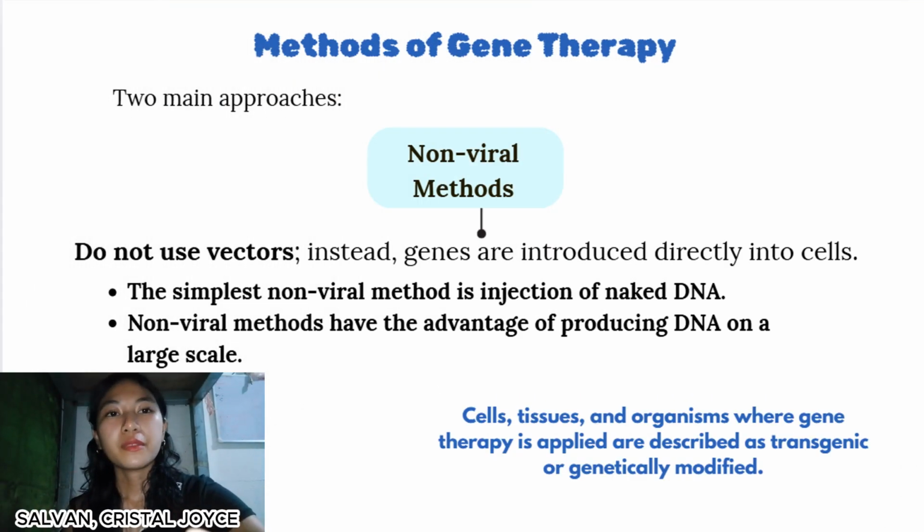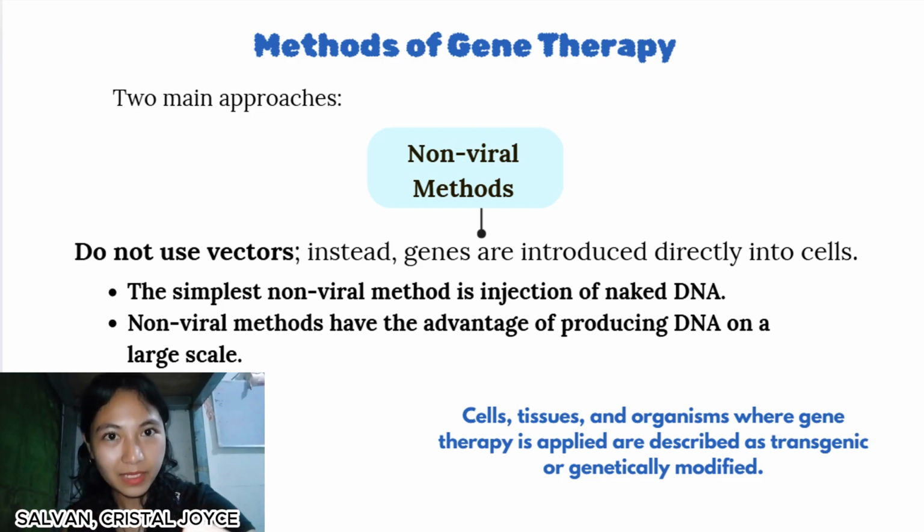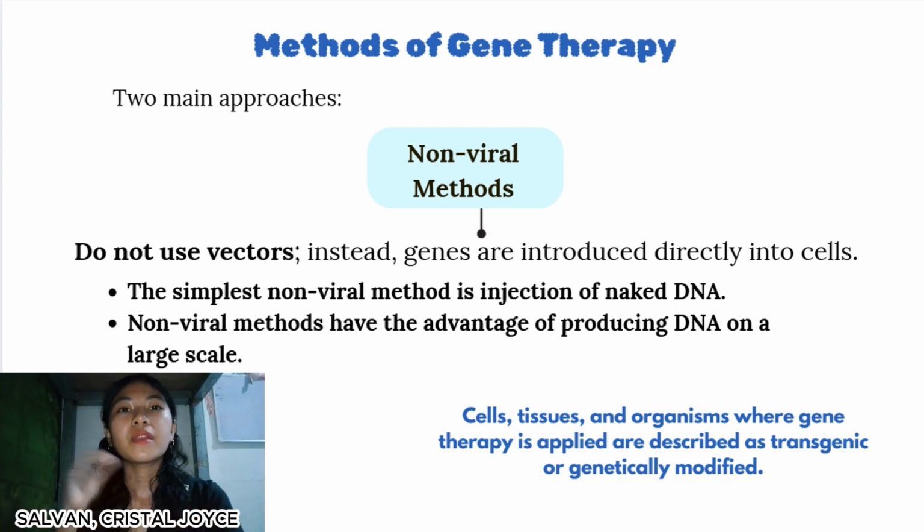For the non-viral methods, on the other hand, these do not use viruses. So instead, genes are introduced directly into the cells. For example, by injecting the naked DNA directly into your genes. So this method is much safer and easier to produce on a large scale compared to the viral method. And that is all for the classification of genetic disorders and how gene therapy works.